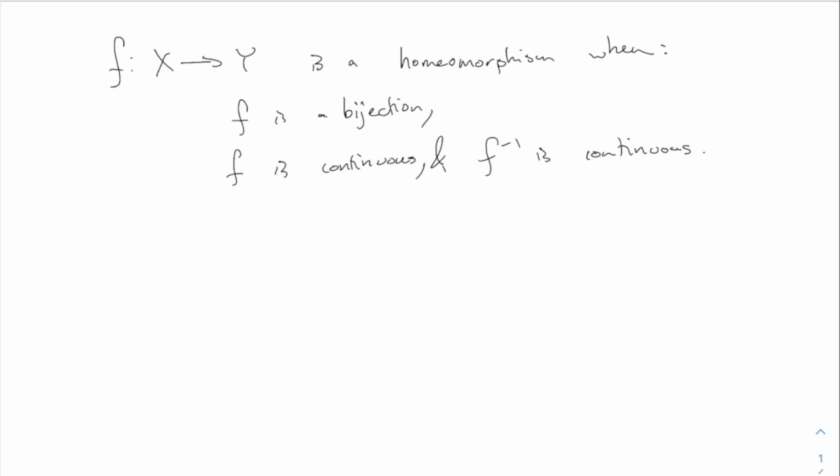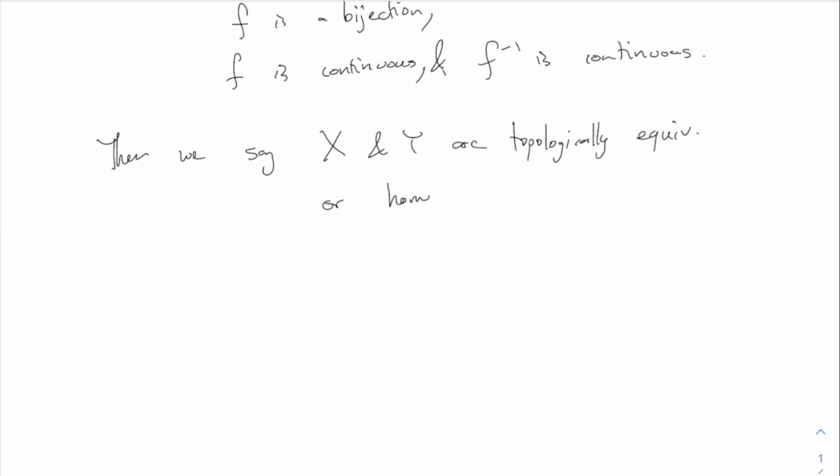That's what it means to be a homeomorphism. And if there is a homeomorphism from one topological space to another, then we consider them to be the same topological space. All of the properties that we care about in topology will be the same from one to another. Well, most of them at least. So in this case, we say x and y are topologically equivalent, or homeomorphic is what I'm usually going to say, although our book usually says topologically equivalent.